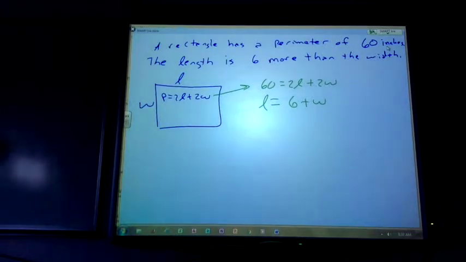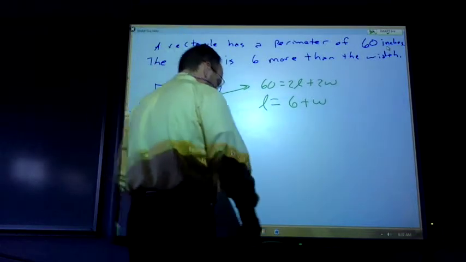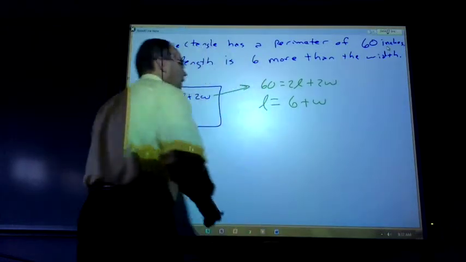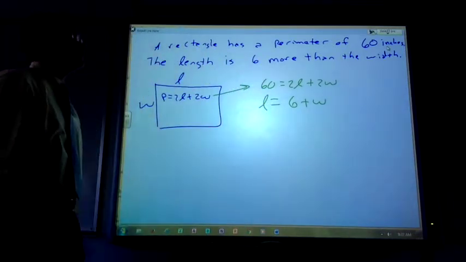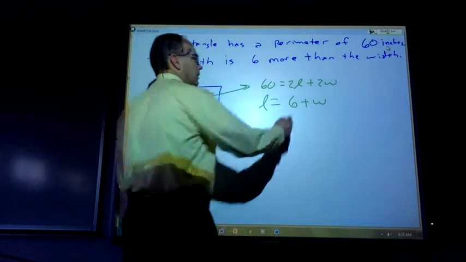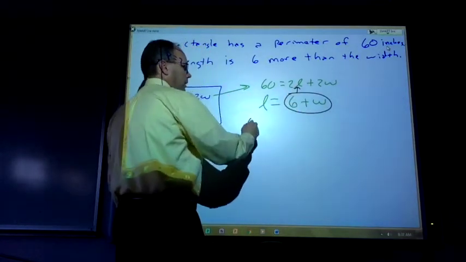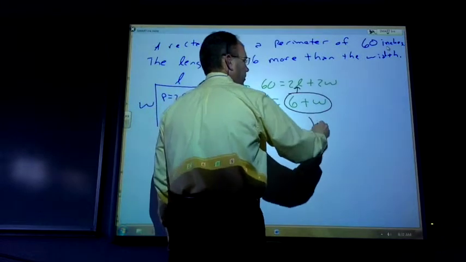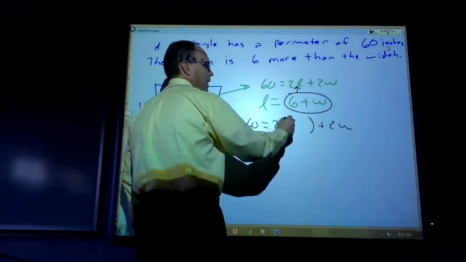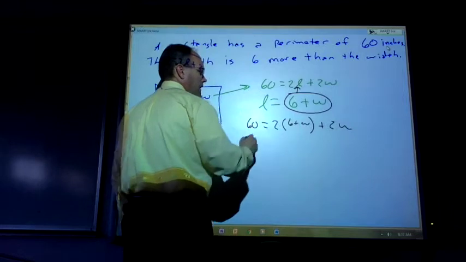I like it. Reese, what can I do with this? I would insist that we put the 6 plus the width into where that L is. I like it. I'm with you. There was an L there. I'm going to put 6 plus W in there. Let's do the math.